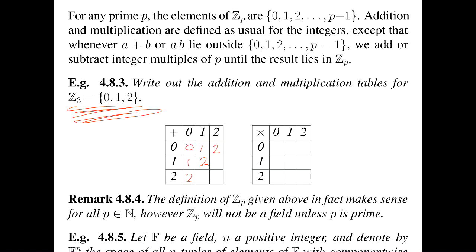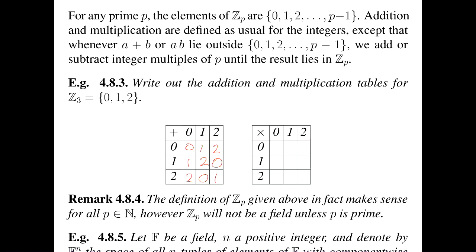Now, 1 plus 2 is 3. 3 does not live in that set. So what I have to do is subtract multiples of 3 until I get back into that set. So 1 plus 2 is 0. And 2 plus 1 is 0 because addition is commutative. So what is 2 plus 2? 1. Good. 2 plus 2 is 1. Go and tell your grandmother. All right, or your grandfather.